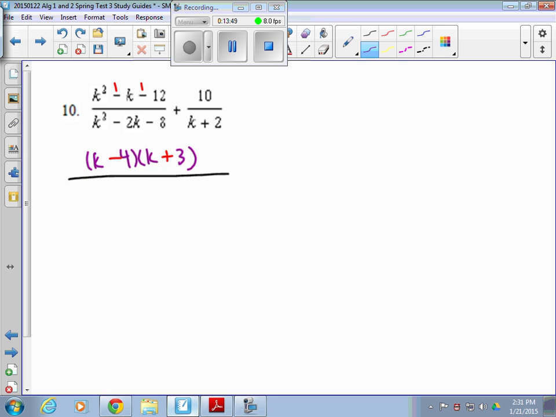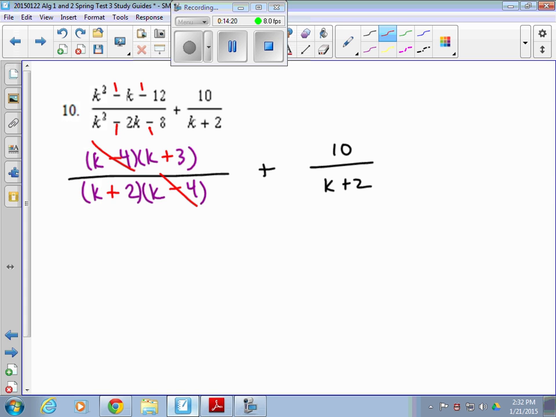Over, factor out the bottom trinomial, k times k. Your factors of 8 are 1 and 8 and 2 and 4. The only way to get to 2 is to use 2 and 4. Again, different signs, bigger one's minus. Minus 4 plus 2. Okay, so then we have plus 10 over k plus 2. Again, you can cancel out in the same fraction, k minus 4 over k minus 4.